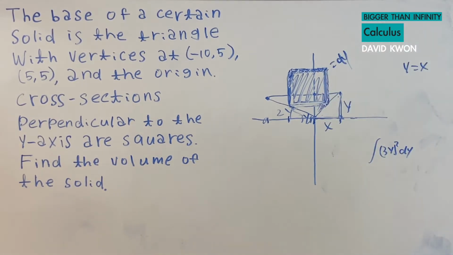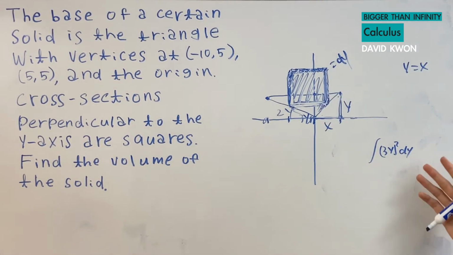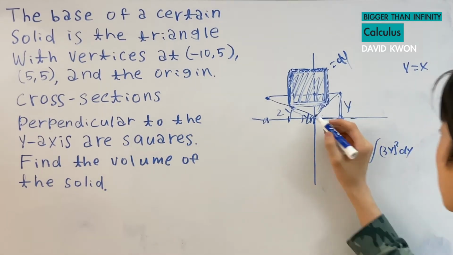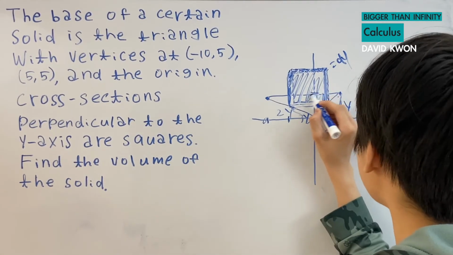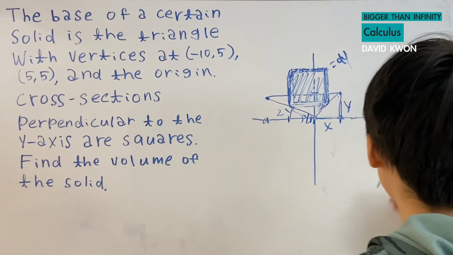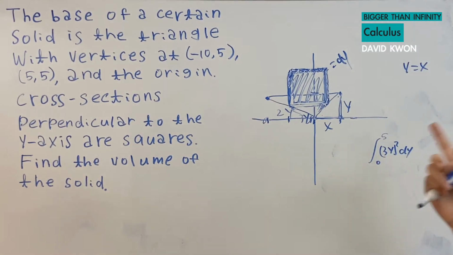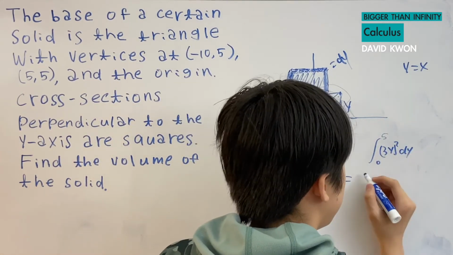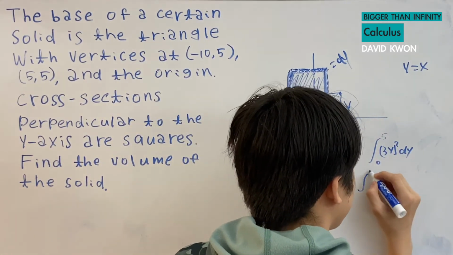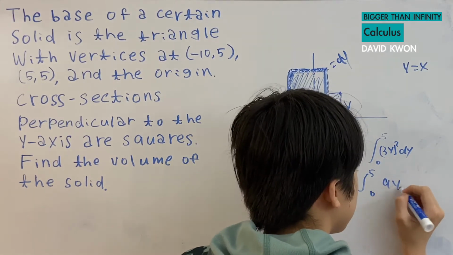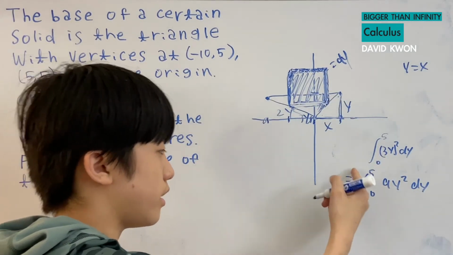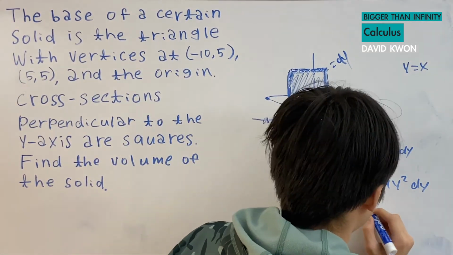And our interval, since this is dy in terms of y, has to be from the y-axis also, which is 0 to 5. So 0 to 5, got it. And now we just solve for this, which I can simplify further by doing this. Since 9 is a coefficient, it can come in front, like so.